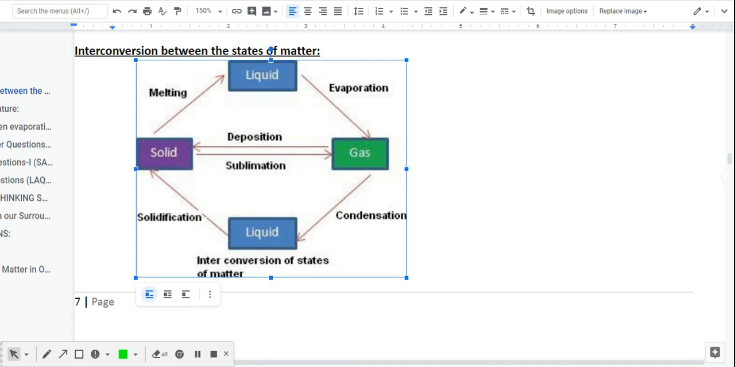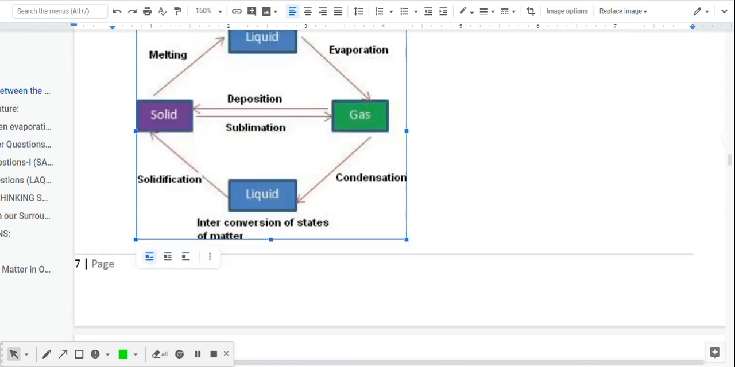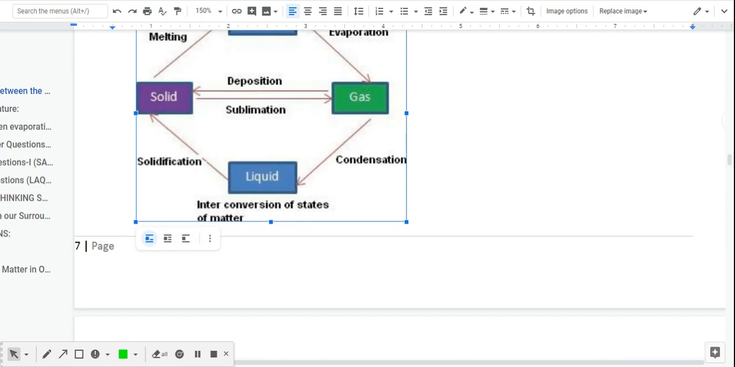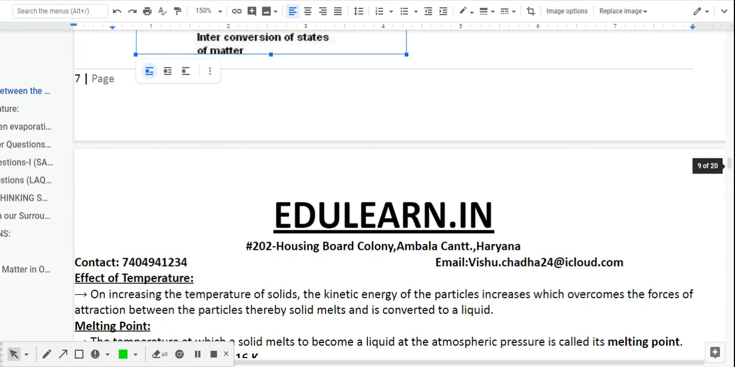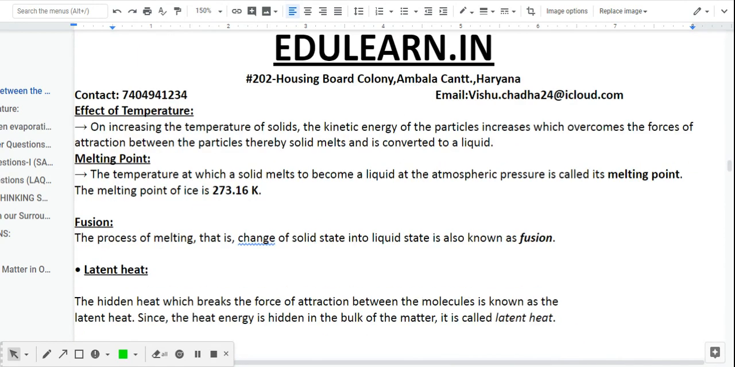By increasing the temperature, the solid won't go to the liquid state. It will directly go into the gaseous form. That process is known as sublimation. Yes, pressure also plays a very important role over here, but basically the temperature is there, right? So let's come to another topic.